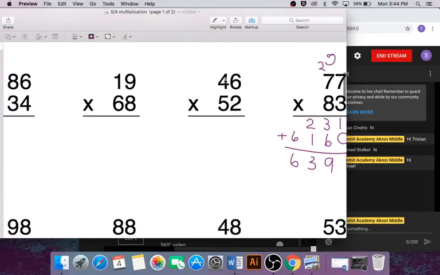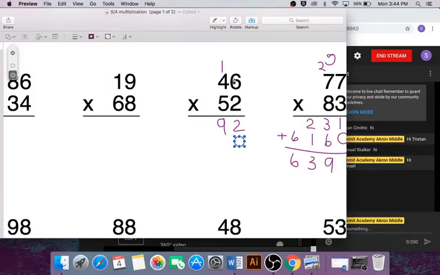Our next problem, we have 46 times 52. We start with the 2. We're going to do 2 times 6, which is 12. So we put down the 2, we carry the 1. 2 times 4 is 8, plus 1 is 9. And we're going to move over to our 5. Put a 0 to hold our place value.